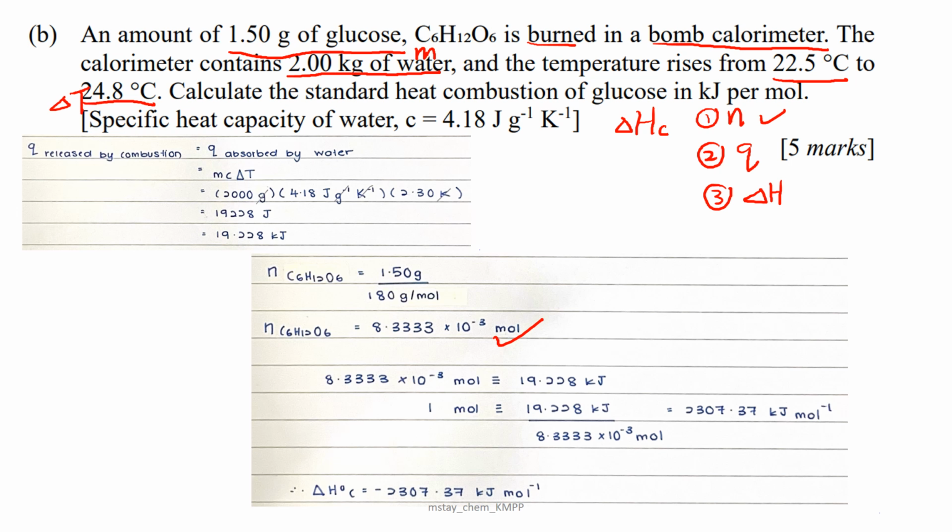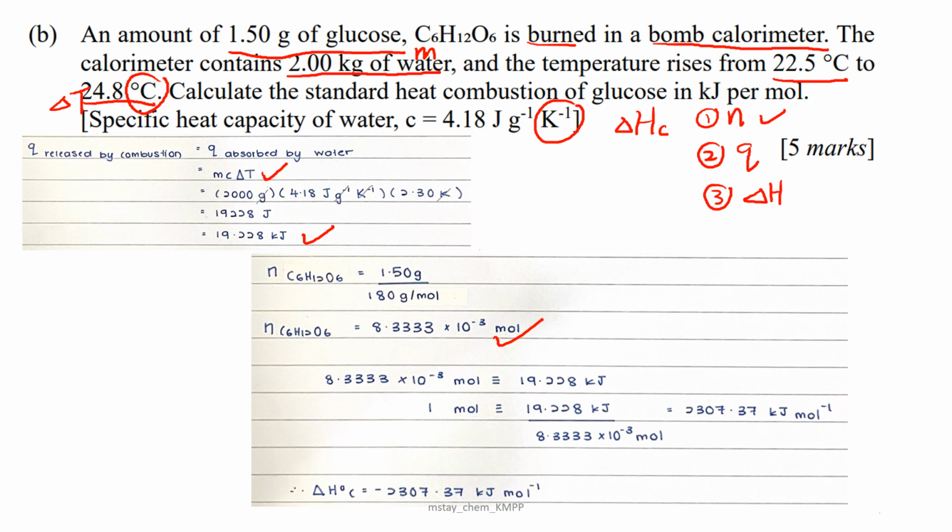So we can see here the heat released by combustion equals the heat absorbed by water, which is mcΔT, 1 mark. So we put all the values into the substitution. If you notice over here they give us degrees Celsius, but here they give us Kelvin. Basically, in terms of the change in temperature, we can consider the Kelvin and the degrees Celsius values similar. So press the calculator, you will get the answer 19.228 kilojoules.